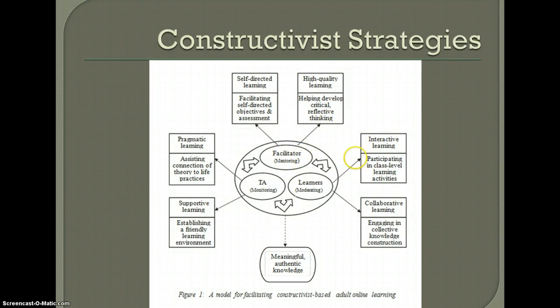So this is just a model of the constructivist strategies where the facilitator sets up the course so there's high quality learning, self-directed learning, and using strategies, some of which I've researched here. This is a TA that would help with the learning environment and being supportive and helping students out, and then the learners moderating their own learning through being interactive and participating, and then collaborating to build knowledge, and all of it being meaningful, authentic knowledge, not just esoteric.